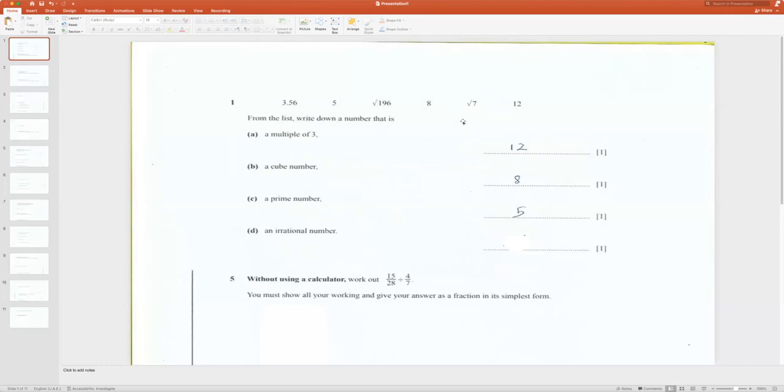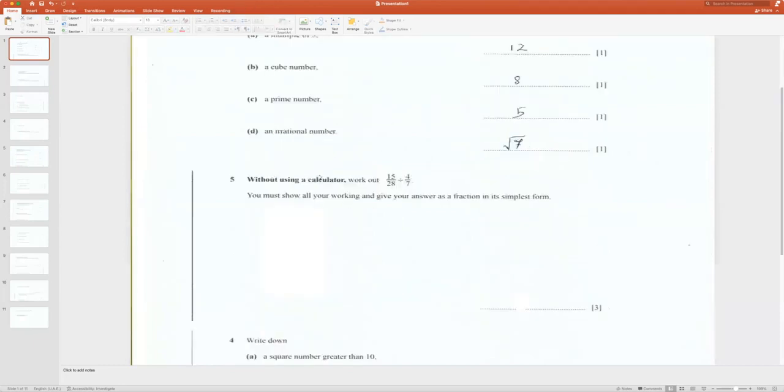Irrational number. See this root 7. We cannot write 7 as a square number. So this one we can write as a square number, but this one we cannot. So the only irrational number is root 7.